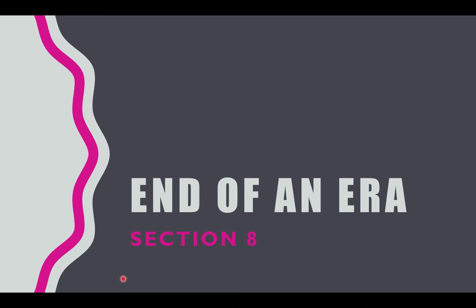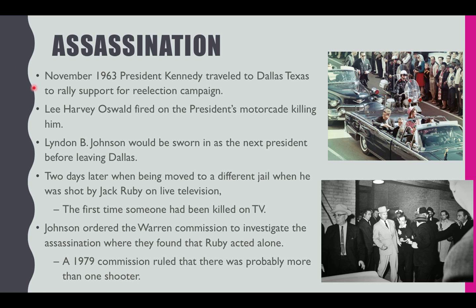The end of an era. I know you guys know what's coming. The assassination of JFK. In November of 1963, Kennedy is going to travel to Dallas, Texas to begin rallying support for his reelection campaign.